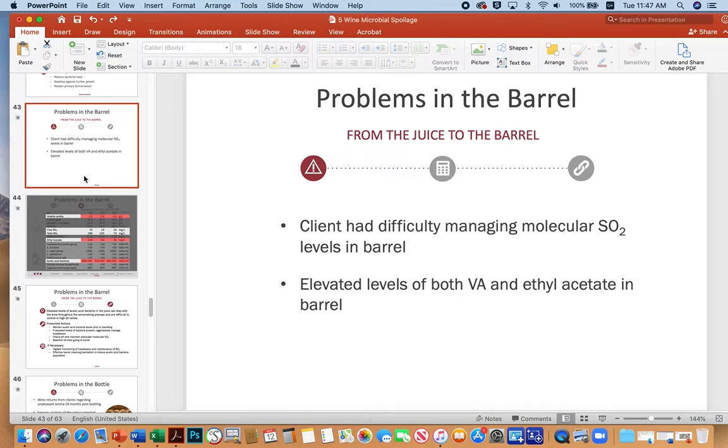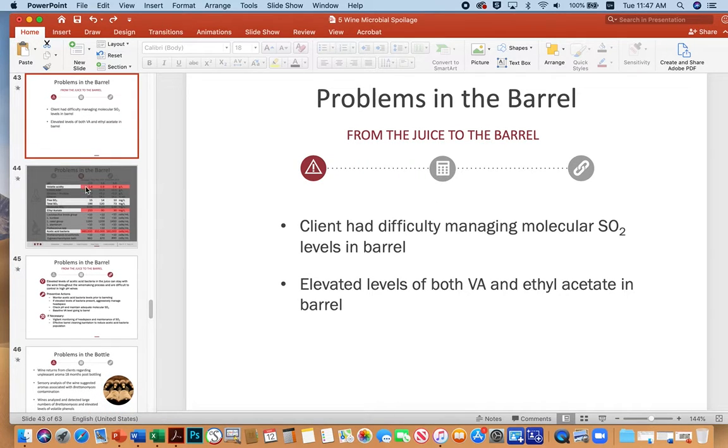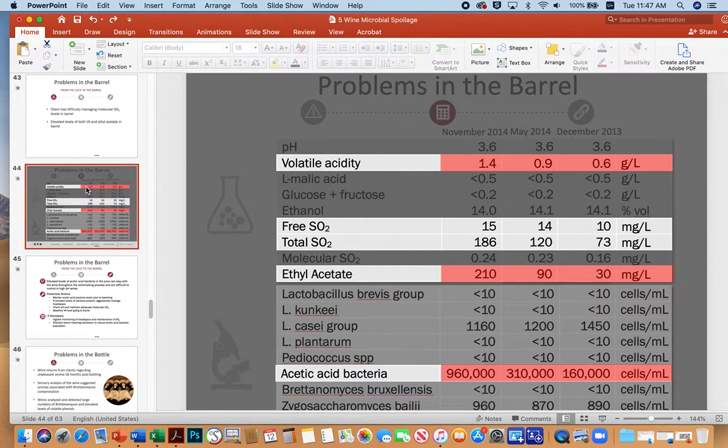Here's an example, a case study, of problems in the barrel. In this particular case, a client had difficulty managing molecular SO2 levels in the barrel. And so the result was elevated levels of both VA and ethyl acetate in the barrel. And so again, you can take a look at the wine chemistry as well as the microbiology.